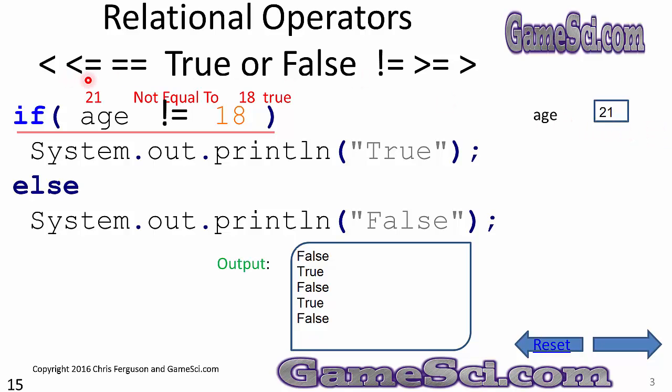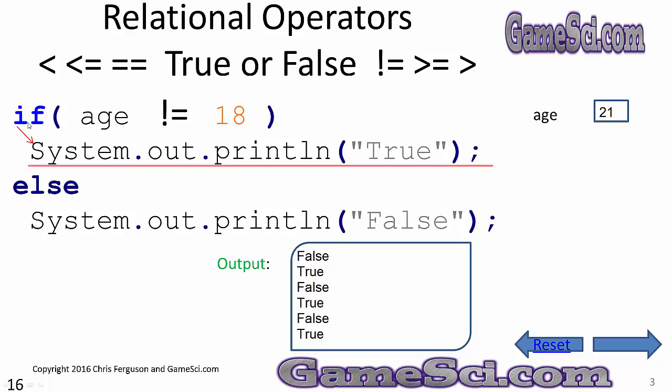So at the point this code executes, 21 not equal to 18 is very much a true statement. The left operand is not equal to the right operand, so it returns a true. As a true statement, as you would expect, it comes in and executes the if portion of the code, and a true shows up on the output.